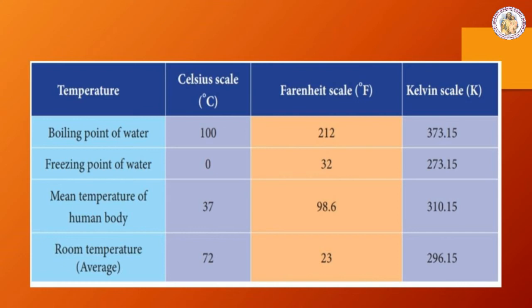273.15 Kelvin. Next, the mean temperature of human body in Celsius scale is 37 degrees Celsius, and in Fahrenheit scale it is 98.6 degrees Fahrenheit, and in Kelvin scale it is 310.15 Kelvin. And the average room temperature in Celsius scale is 72 degrees Celsius, and in Fahrenheit scale it is 23 degrees Fahrenheit, and in Kelvin scale it is 296.15 Kelvin.